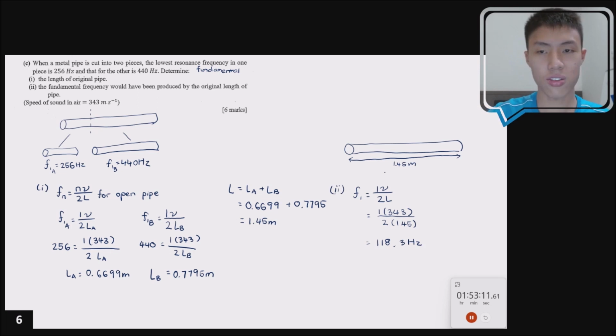As you can see, if we connect back these two pipes, pipe A and pipe B, you'll notice that the pipe is longer, right? So the pipe is longer, definitely the frequency will drop. The shorter the pipe, the higher the frequency.